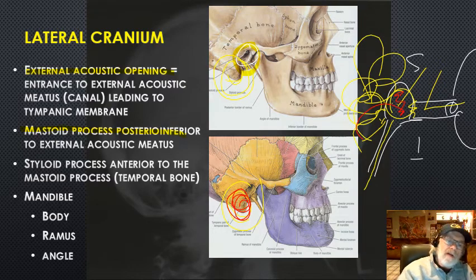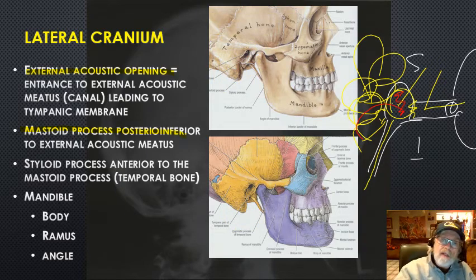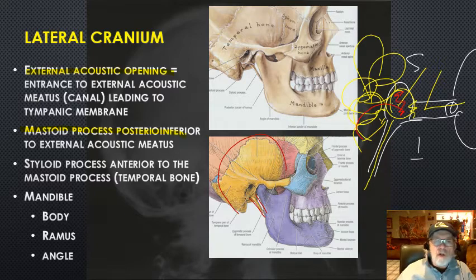Just in front of the mastoid process, and this is all in the temporal bone, the external acoustic meatus and the mastoid process are all in the temporal bone, which is this bone right here. There's a little bump that stands down there. It's called the styloid process.